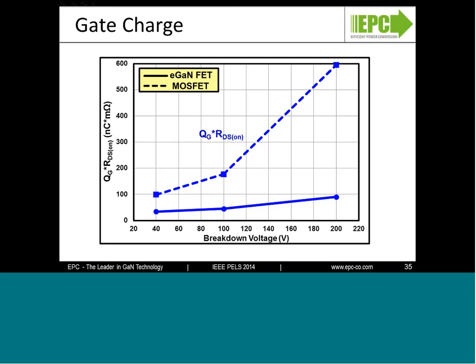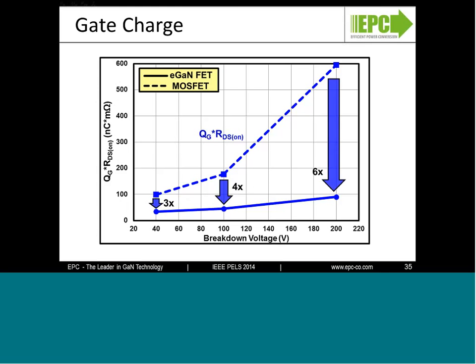So when you compare an eGaN FET versus a state-of-the-art MOSFET for 40 volts, 100 volts, and 200 volts as shown here, you can see that GaN has a significant advantage. We have around a 3x advantage in gate charge times on resistance at 40 volts, around a 4x advantage at 100 volts, and a 6x advantage at 200 volts. So that's going to allow us to transition our gates much faster, as well as transition with much lower loss, which is critical in pushing to these much higher frequencies.